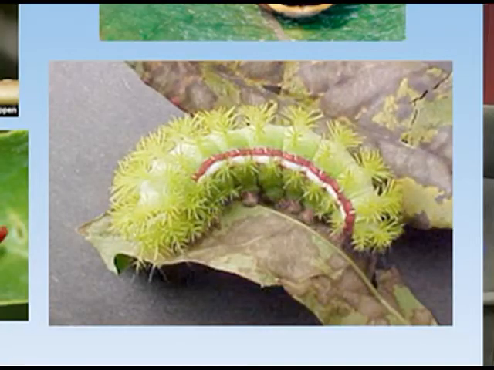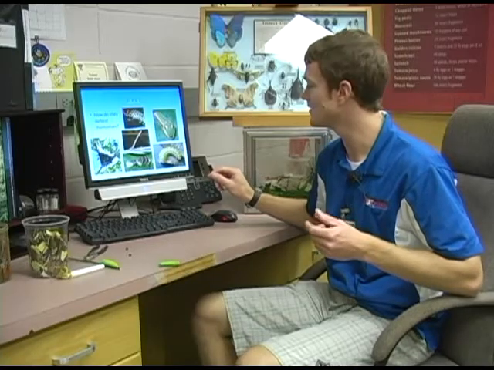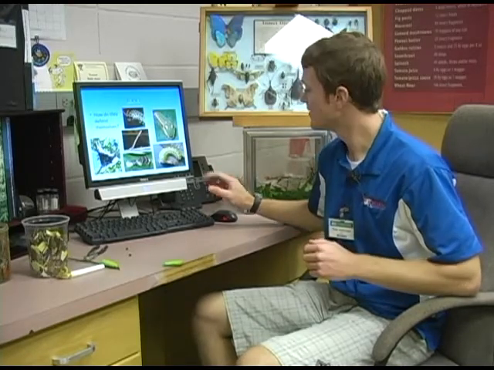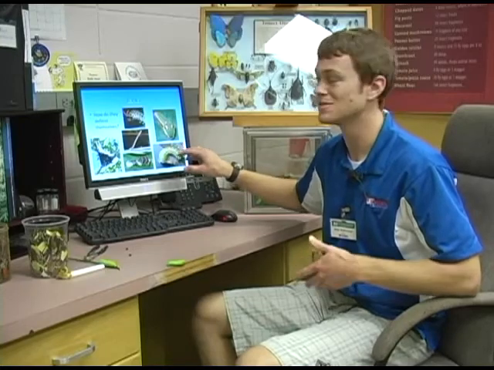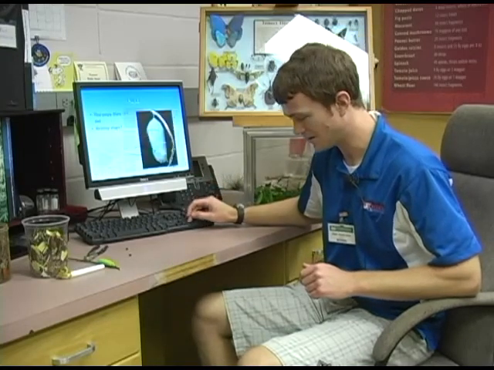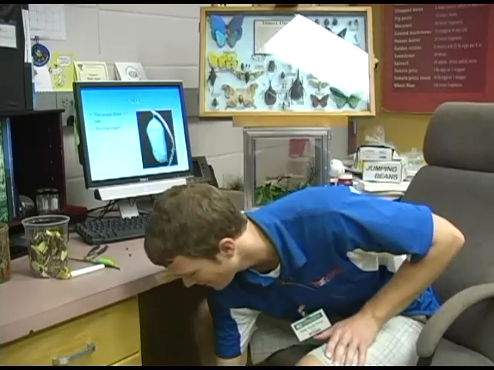Then there's this prickly caterpillar here. This one's actually poisonous. Those spines get in you and inject a toxin, and it hurts. It burns. So you don't want to touch these prickly caterpillars, and that's how they're defending themselves. And the caterpillar fell down again.